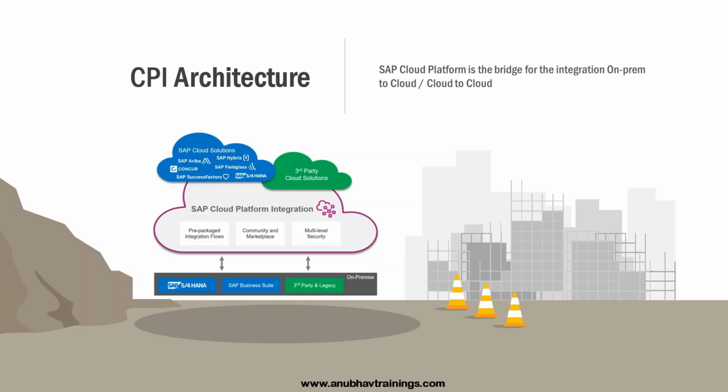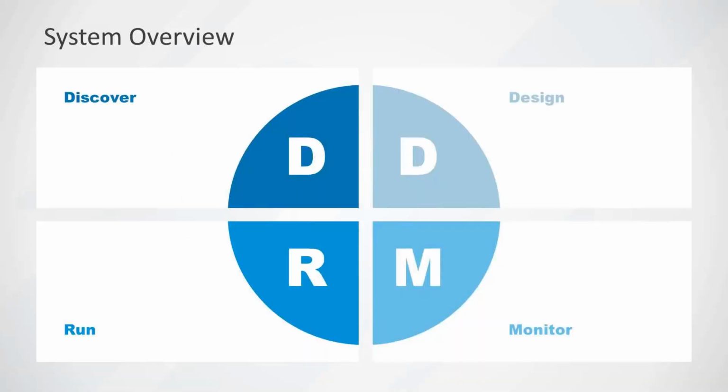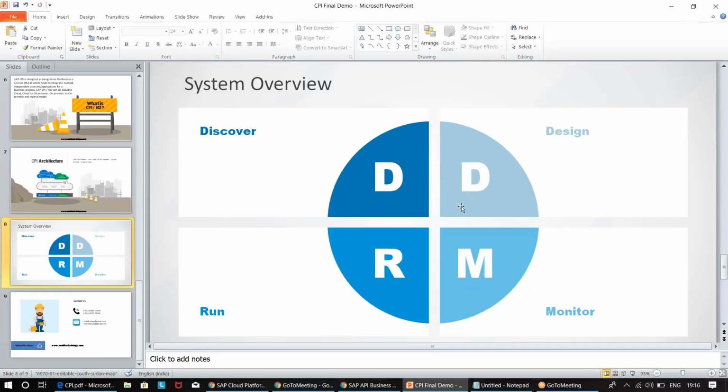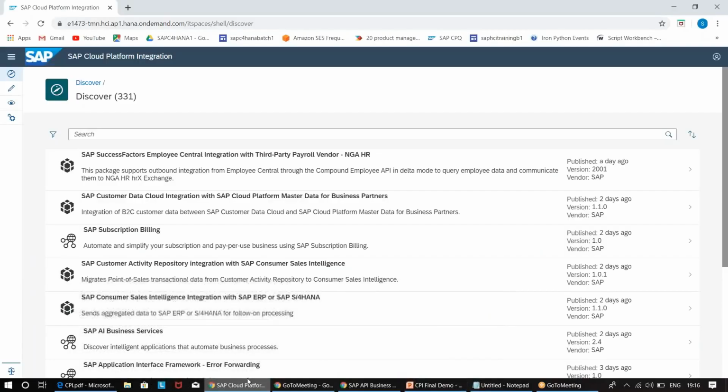So this CPI architecture was more functional, something you can understand in terms of how you can integrate. But currently it's not just technical. It's about how the architecture is set up and how we can communicate. So this was just about an architecture point. These are the different options we have in the system. So without delaying further, let me go to cloud platform integration.